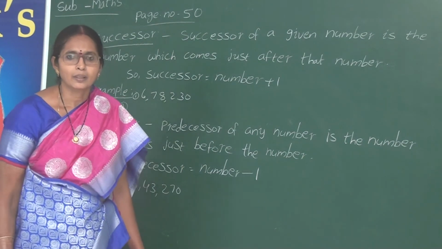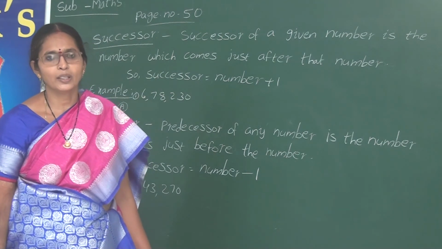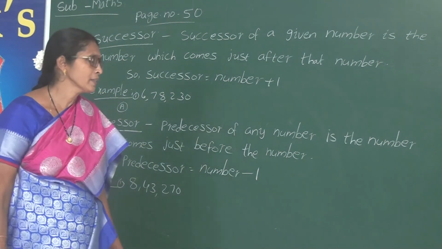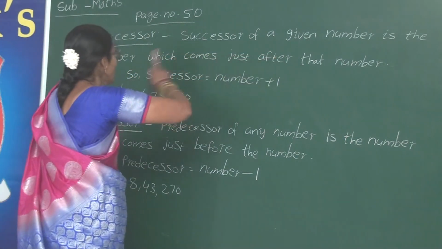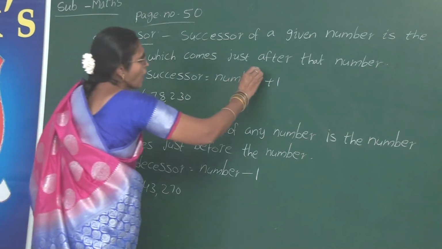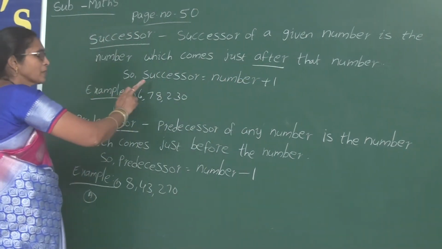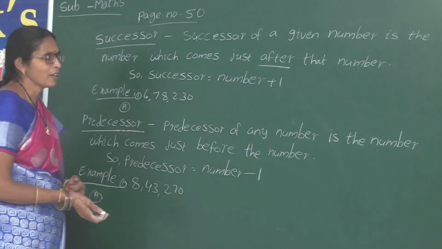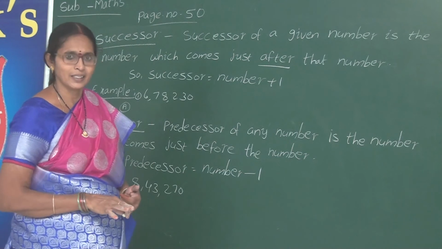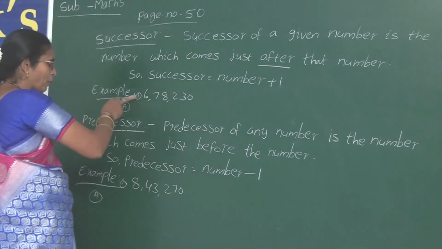Predecessor means the number which comes just before the given number. It means the successor of a given number is the number which comes just after it. Successor equals number plus 1. Add 1 to the given number and you get the successor. Do you understand? So here is one example.